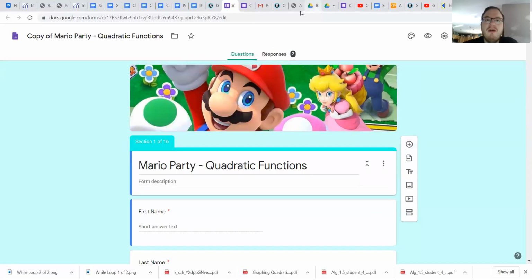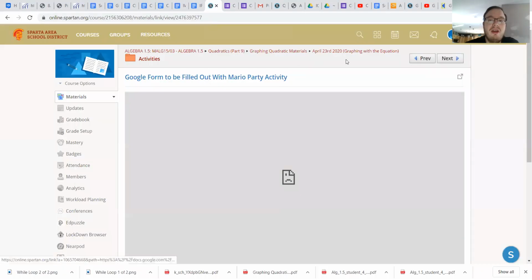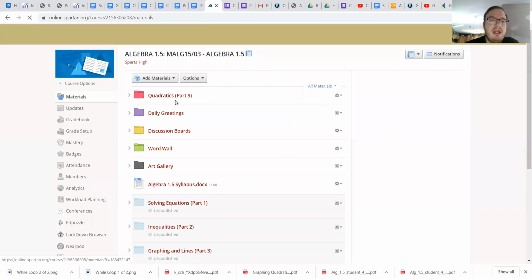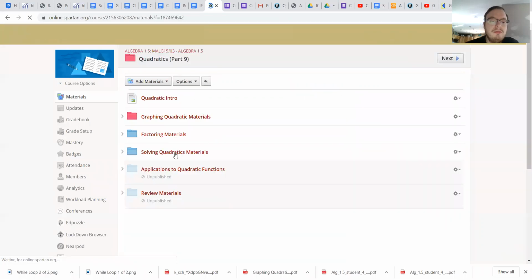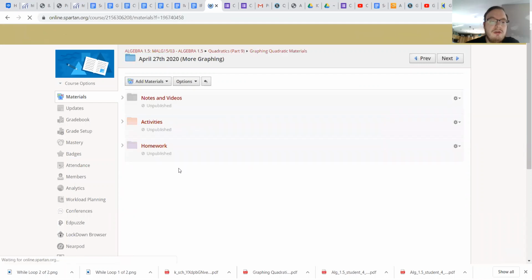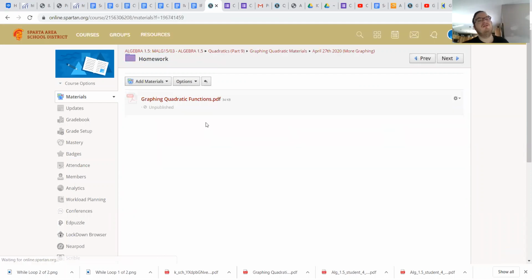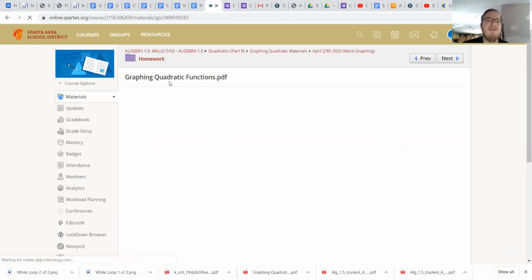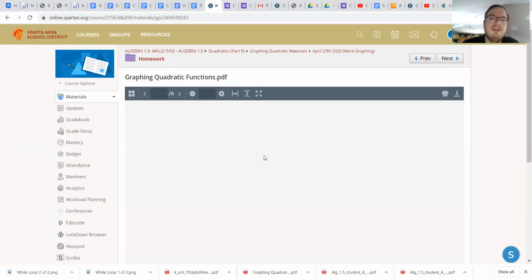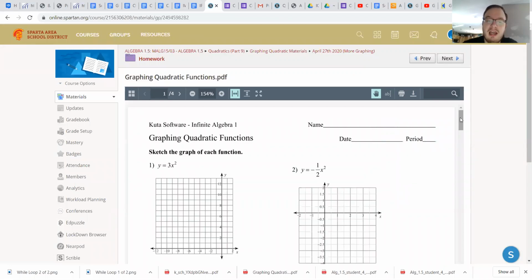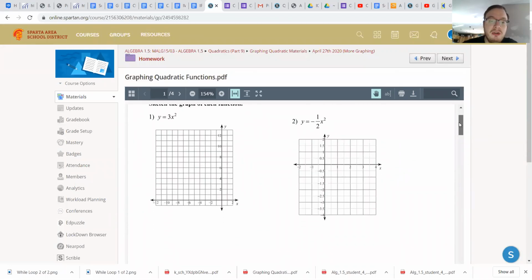However, once you get this done, all I'm asking you to do after you fill out that form, graphing quadratics, is to work on this homework assignment. This homework assignment is only a few pages, and I have to fix it so that you can be able to open this with Cami. So if it's still not fixed by tomorrow, please email me. Okay. But all I'm asking you to do is graph these on the graph.